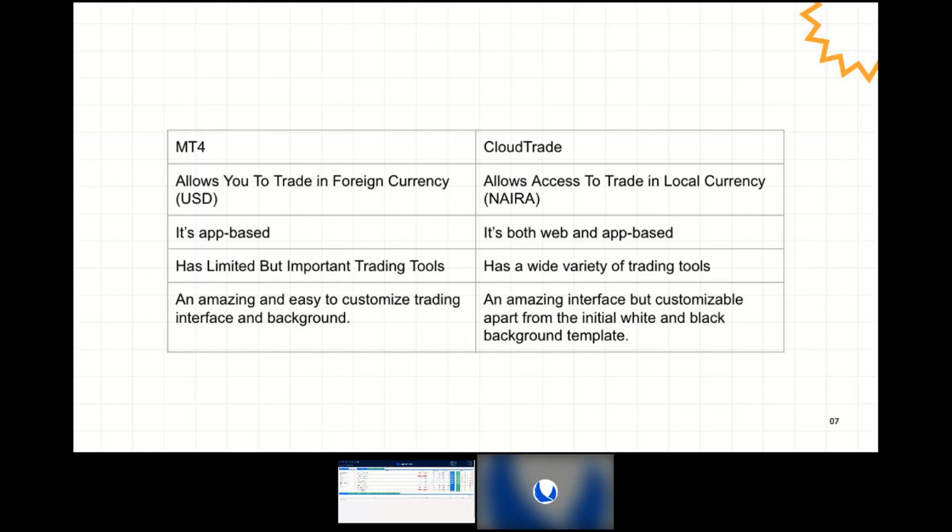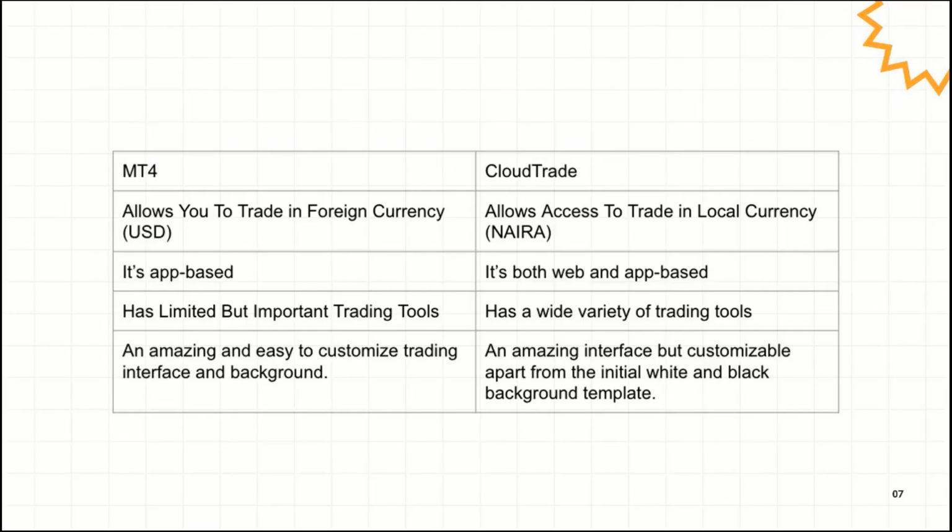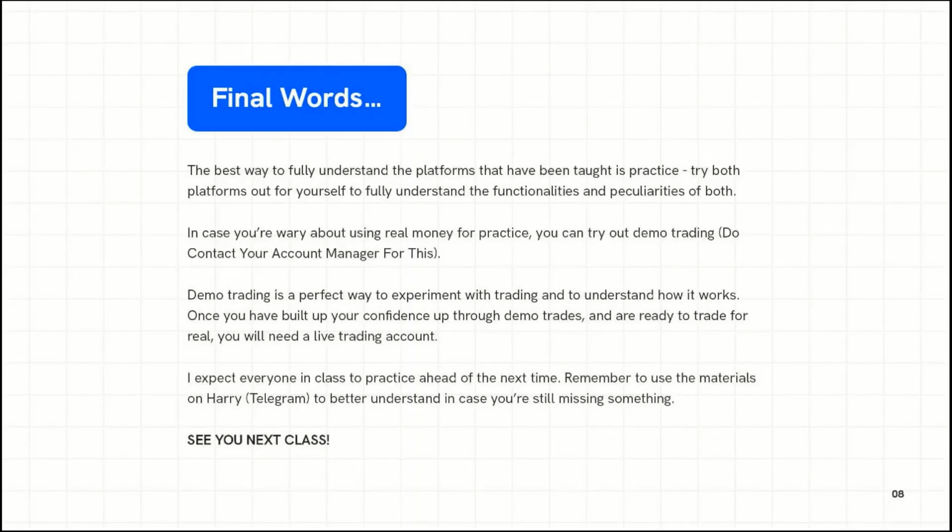MT4 has limited but important trading tools, while Cloudtrade has a wide variety of trading tools. You can see Cloudtrade has more tools than MT4. MT4 is an amazing and easy to customize trading interface, including the background, while Cloudtrade has an amazing interface, but it's not really customizable apart from the initial black and white background template. Okay, that's what we have when it comes to the Cloudtrade platform.